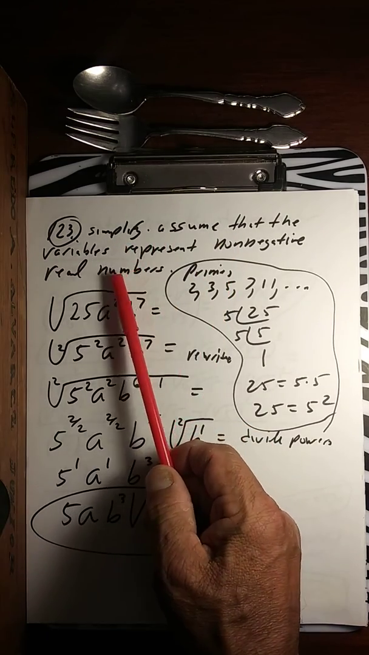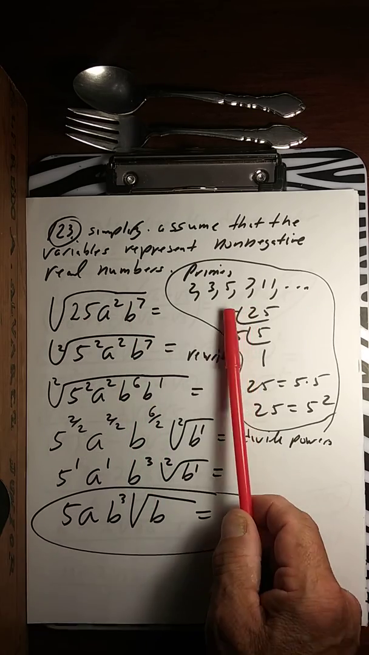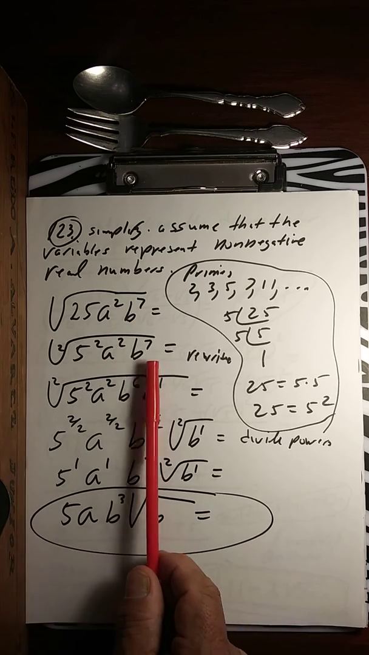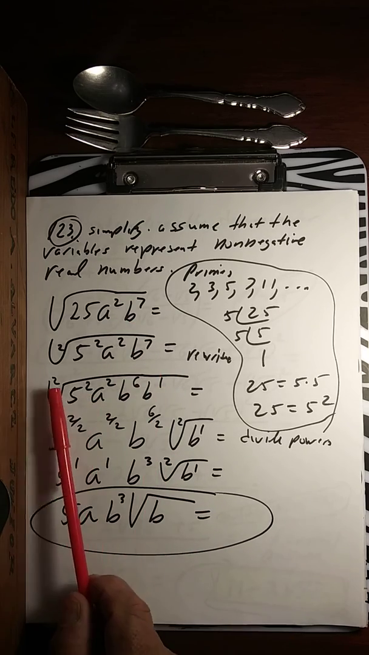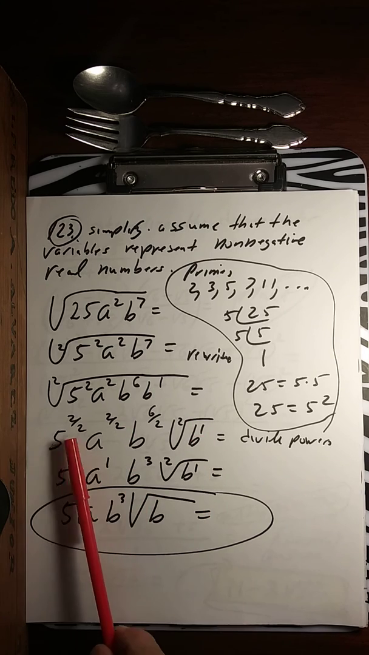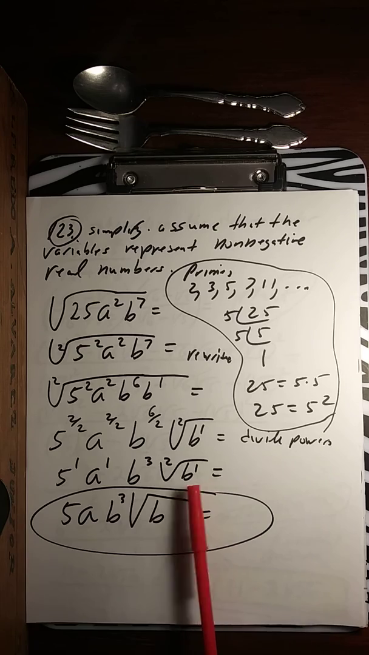Simplify, assume that the variables represent non-negative real numbers. So now, 25 is 5 squared. And 8, 2, and b to the 7. So change this to b to the 6, b to the 1. 2 divides this, 2 divides this, 2 divides this. And then that one stays inside. That's going to be 1. That's going to be 1. That's going to be 3. B to the 1 stays inside. So 5a, b cubed, square root of b.